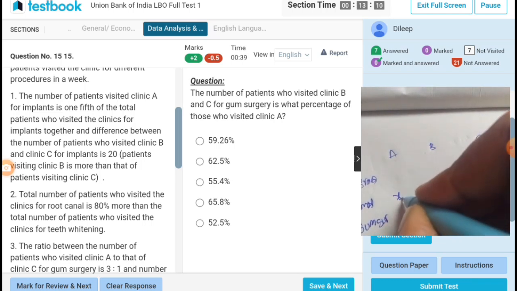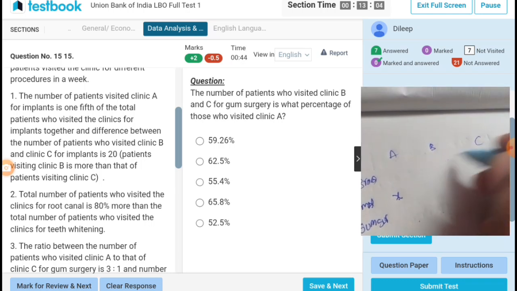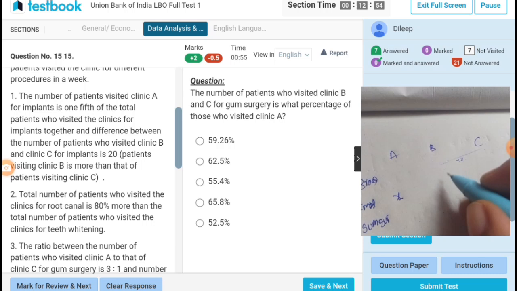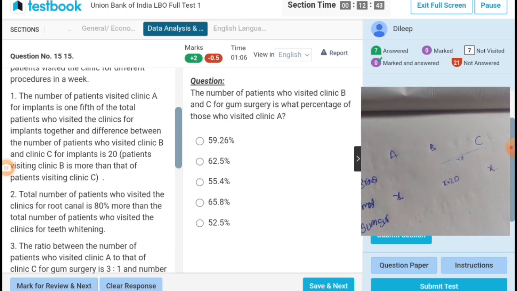X. And difference between the patients who visited clinic B and clinic C for implants is 20. So here 4x. X plus 20 x. More than that of C.